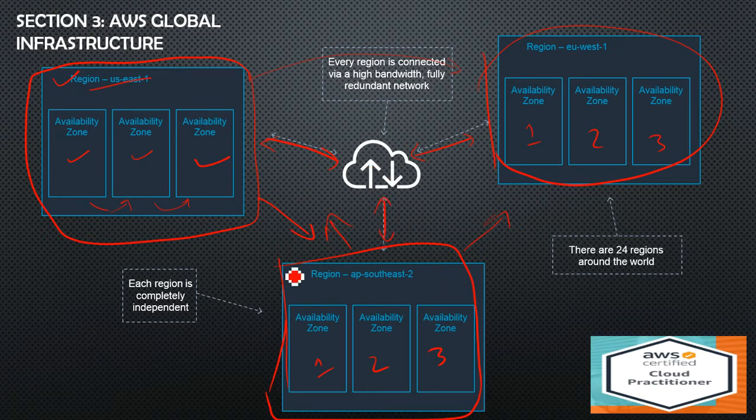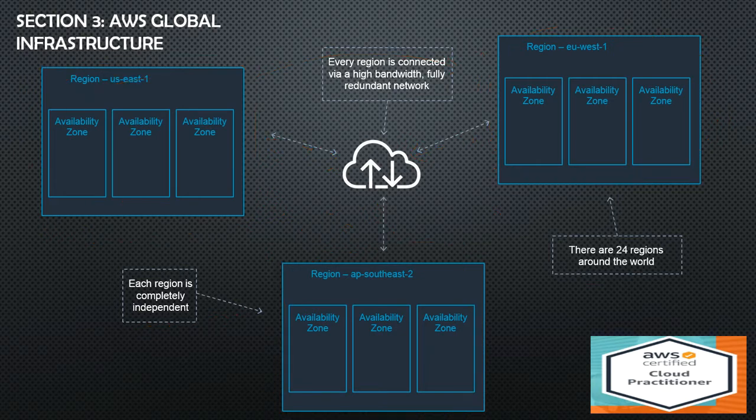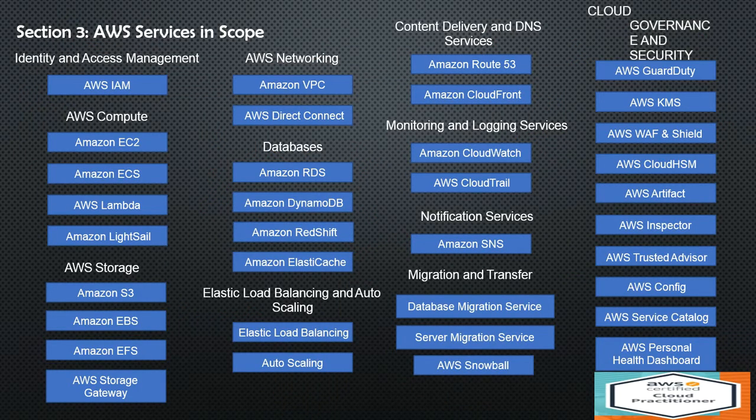So that is the thing that I wanted to explain to you with this diagram. Each region is completely independent, that's what I said, and there are 24 regions around the world as of now. Okay, so I hope that clears the concept of regions and AZs. Let's move on to the next slide, that is the AWS services in scope.